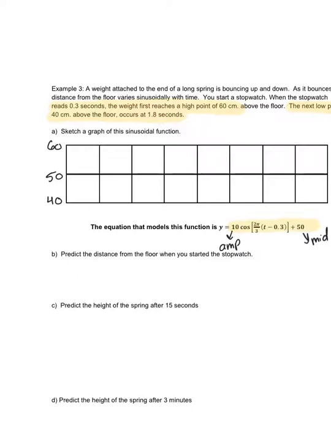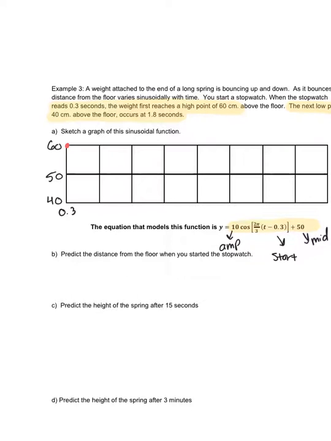Okay. My negative 0.3 that's here, let's make sure that matches with what we've got. So it says when the stopwatch reads 0.3 seconds, the weight reaches a high point. Since this is a cosine curve, it's going to start high. So that negative 0.3 that's there, that is going to be my true starting point. And I know that at that point, I've got it up here at 60.